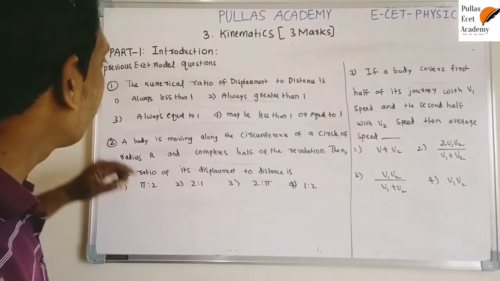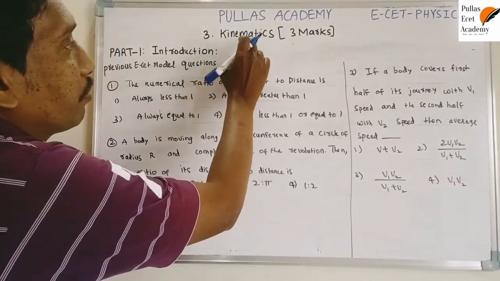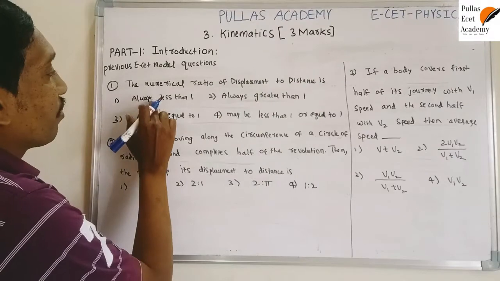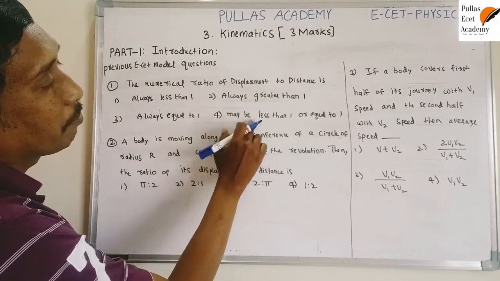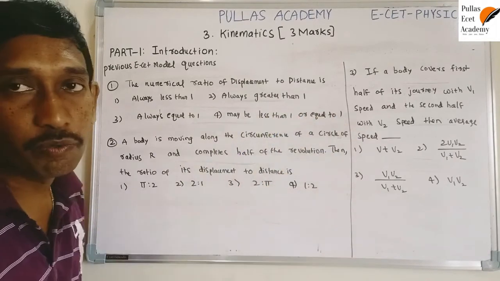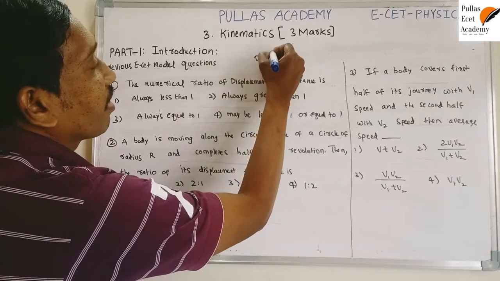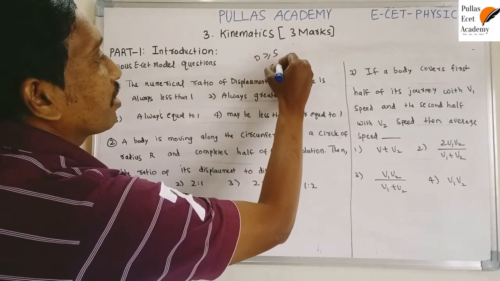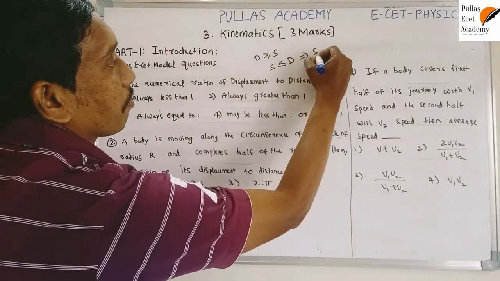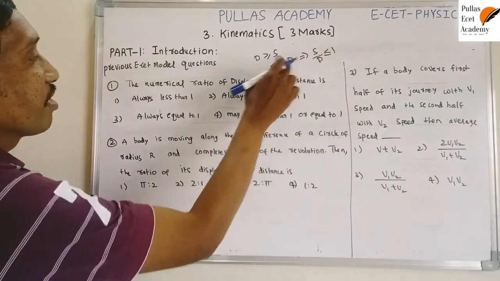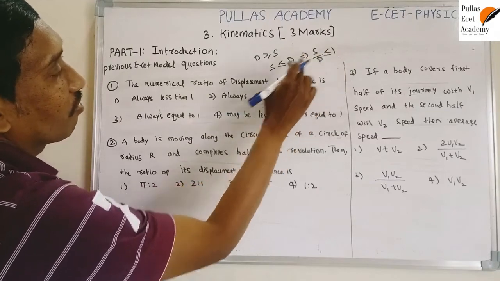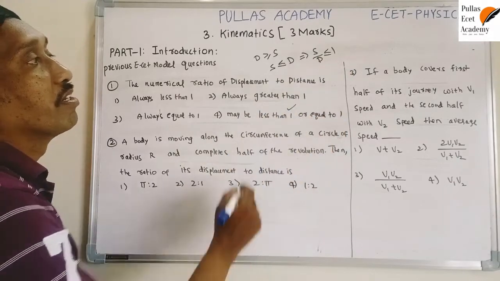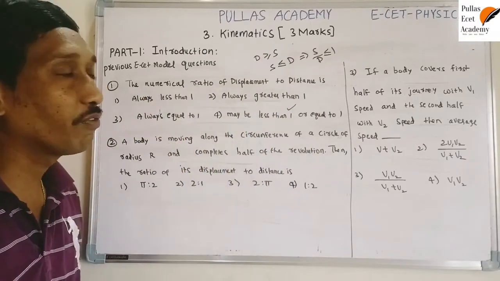Now we are going to discuss some previous Ecet model questions related to this topic. One question is: the numerical ratio of displacement to distance is always less than 1, always greater than 1, always equal to 1, or maybe less than 1 or equal to 1. Actually, here the relation is distance is greater than or equal to displacement. That means displacement is less than or equal to distance. From this, displacement by distance is less than or equal to 1. So this is the ratio asked here: the ratio of displacement to distance is less than or equal to 1. That means it is sometimes equal to 1, sometimes less than 1. That's why it is maybe less than 1 or equal to 1. From this relation, the fourth option is correct.